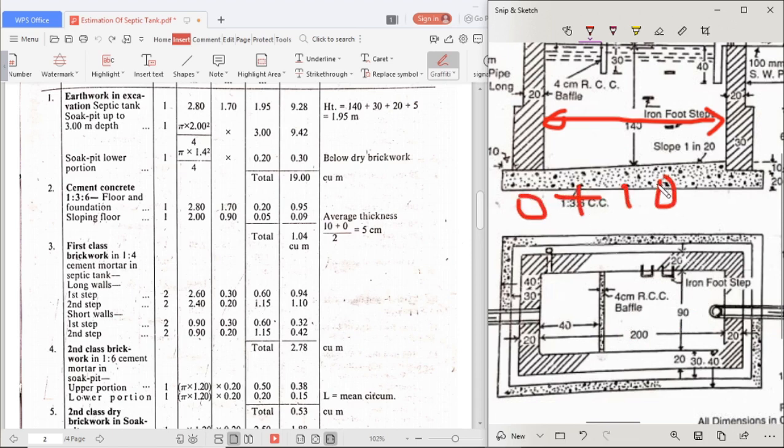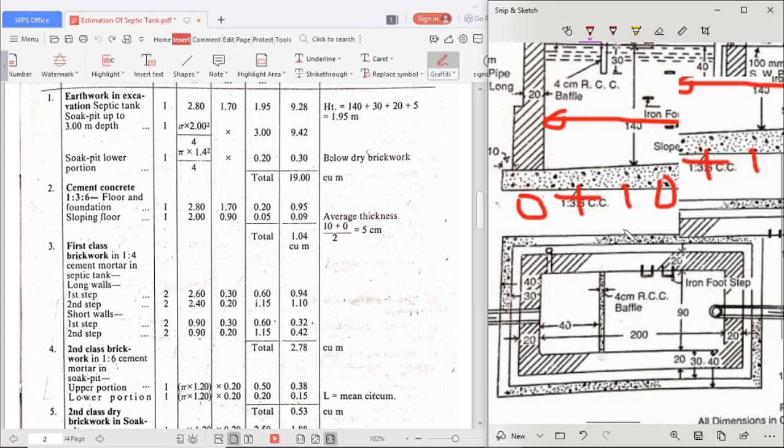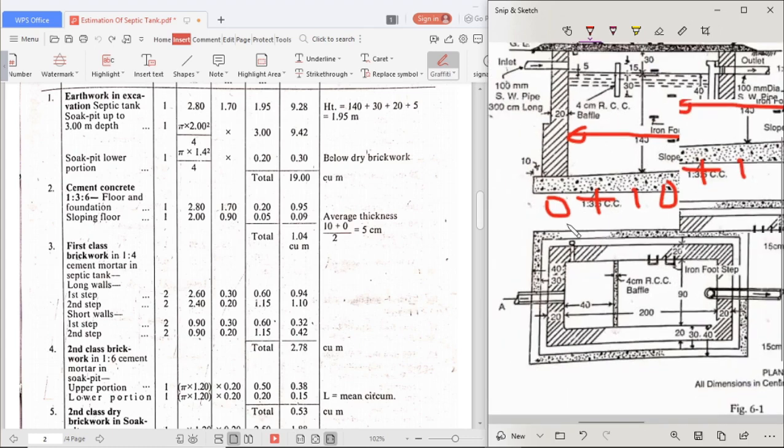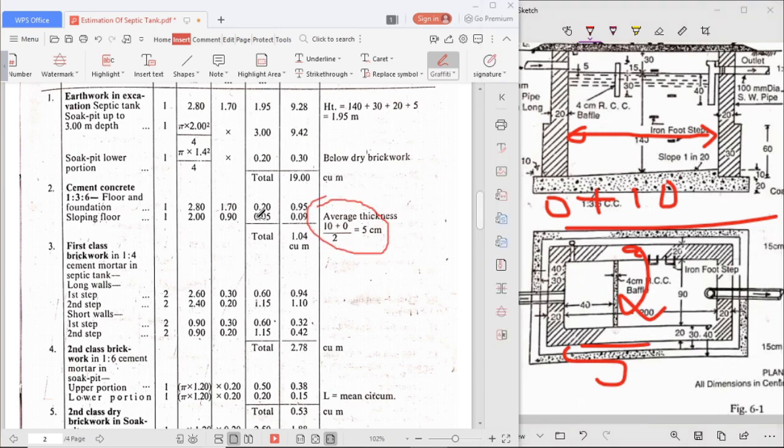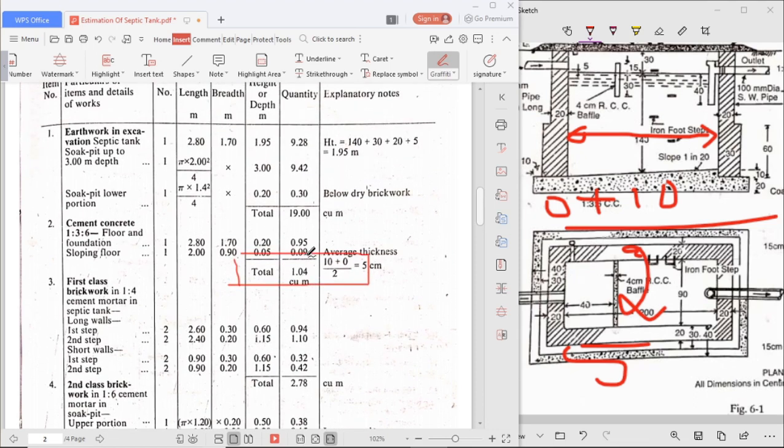0 plus 10. Here the height is given as 10. So 0 plus 10 by 2, it will be 5 centimeter. See the given calculation, so 0.05. When you multiply it, we will get 0.09. The total quantity of the cement concrete with the sloping floor will be 1.04 cubic meters. So we calculated the earthwork, then the foundation concrete, the CC bed, is over.